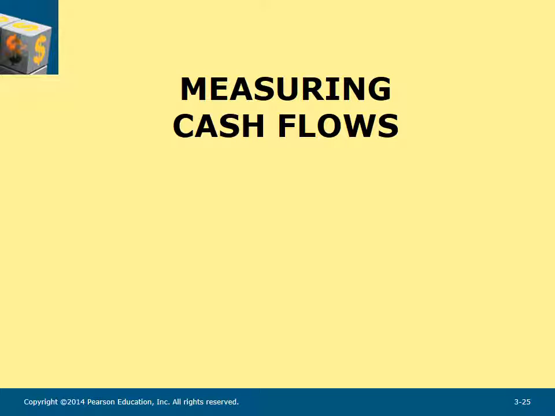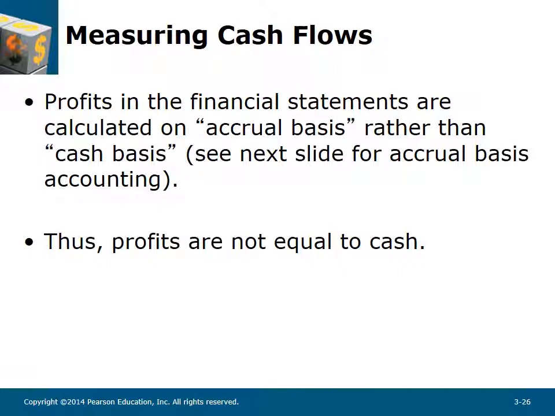All right, so we looked at the income statement. We looked at the balance sheet. Now let's look at cash flow. Remember, profits in the financial statements of a company are what we call accrual basis. That means that we record sales when they occur, and we record expenses as they occur, not when we're receiving the cash or paying the cash. So profits are not equal to cash. We can't make that assumption.